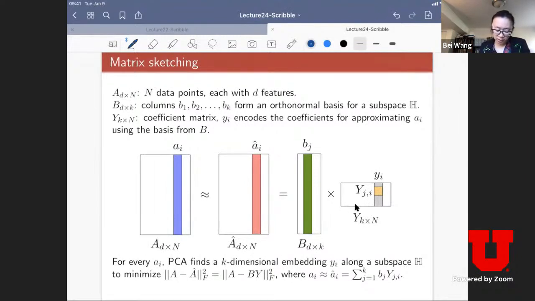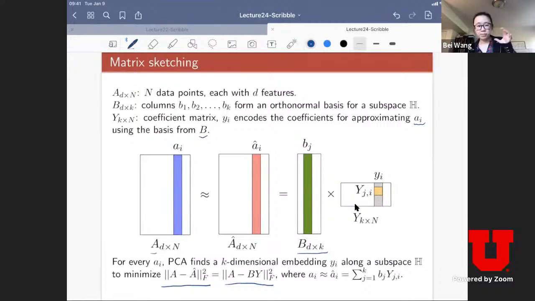Again, A is my data matrix. B is the one that encodes my basis, where each column forms an orthogonal basis for a subspace. Y is called the coefficient matrix, where each column encodes the coefficients for approximating A_i using the basis from B. PCA can be formulated as an optimization problem that minimizes the Frobenius norm between A and its approximation, where the approximation A hat is a multiplication of B times Y.